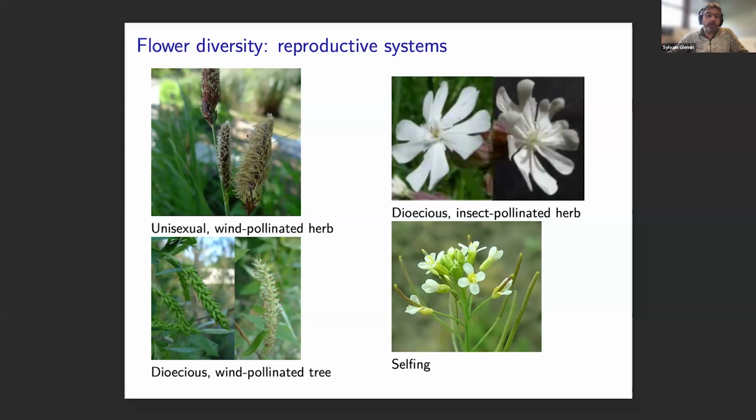So here, for example, on the same individual, you have male inflorescences, so only male flowers, and on the same individual, only female flowers. But you can also have species with separated sexes, like is quite usual in animals, what we call dioecious species, with male individuals and female individuals.